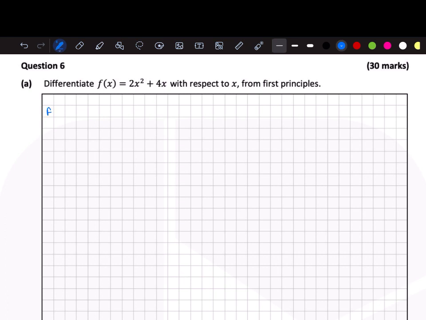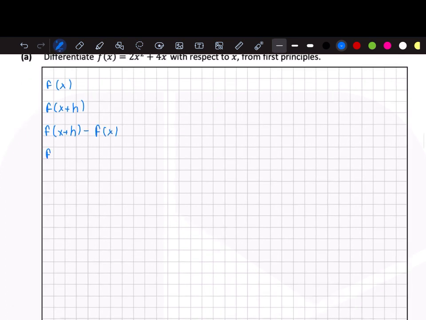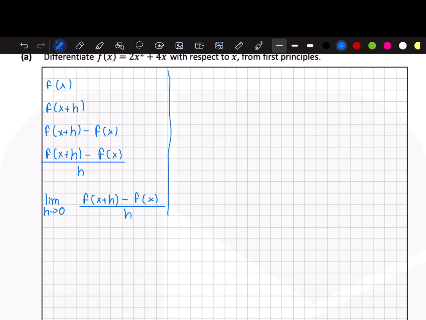So it's simply f of x, then the next step is f of x plus h. After that is f of x plus h minus f of x. Then we do f of x plus h minus f of x, all divided by h, and then we take the limit as h goes to 0 of f of x plus h minus f of x divided by h. Same steps every single time. So if you just learn this off, it gets much easier. So yeah, just box that off. They're the same steps you follow every single time.